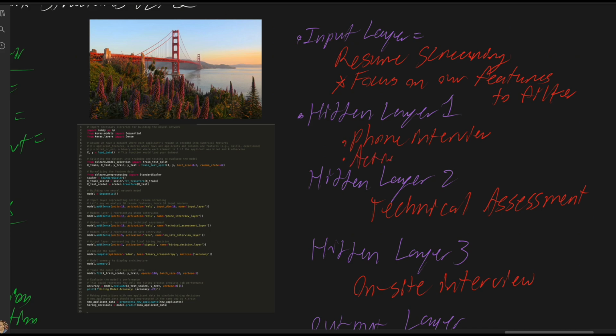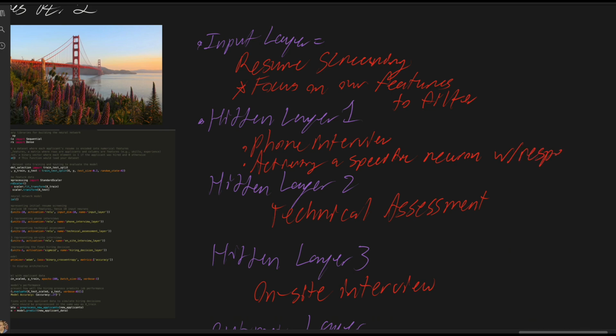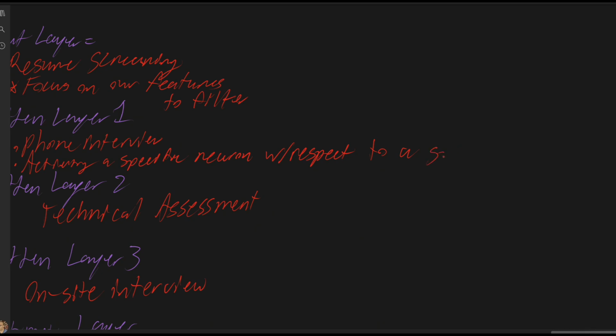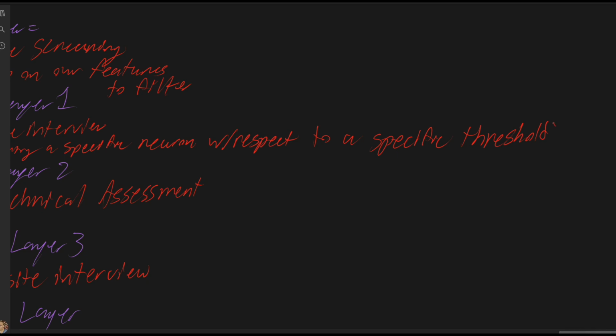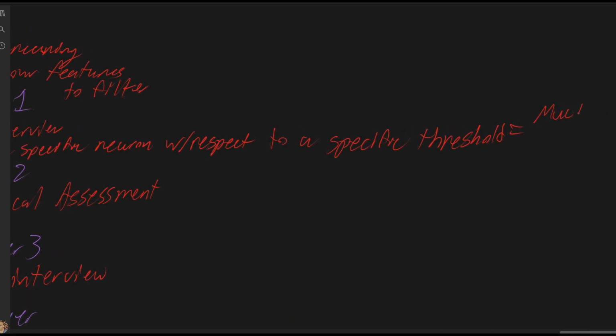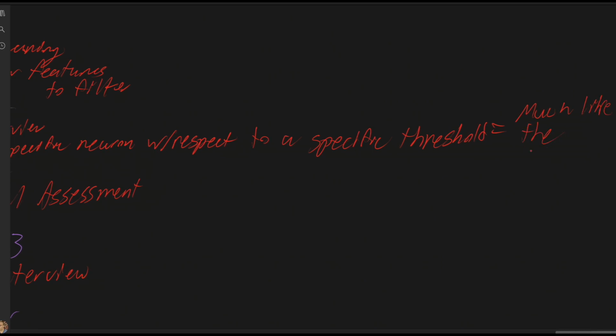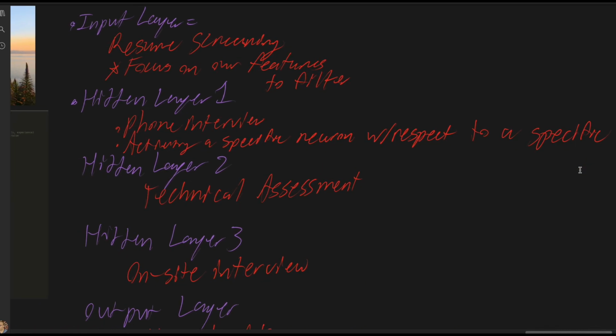So, activating a specific neuron with respect to a specific threshold. And it's akin to the activation function in neural networks that decides whether the signal is strong enough to be passed on, much like the activation function.